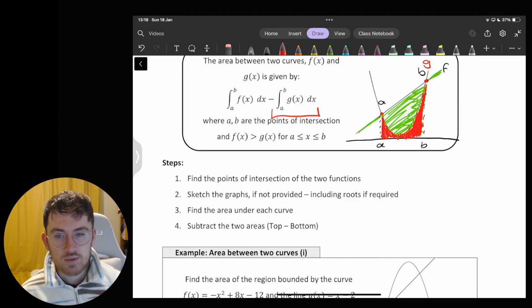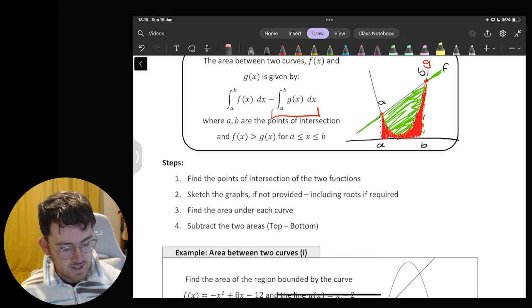One of the curves could be below the axis, so that could also influence things. Find the area under each curve and then subtract the two areas, so the top curve minus the bottom curve. The key thing here is this last line.